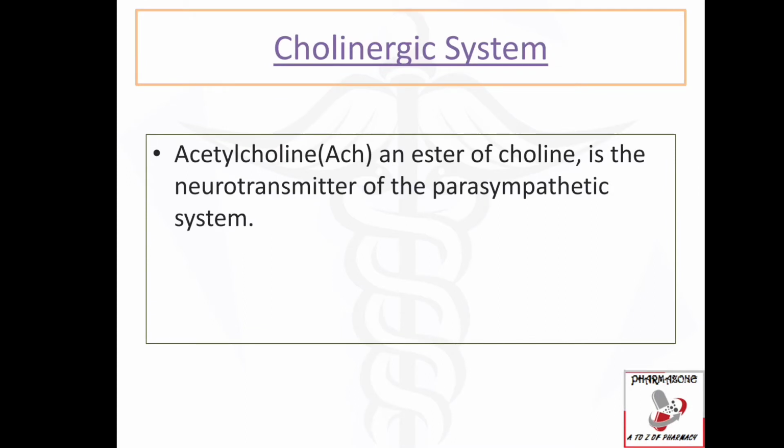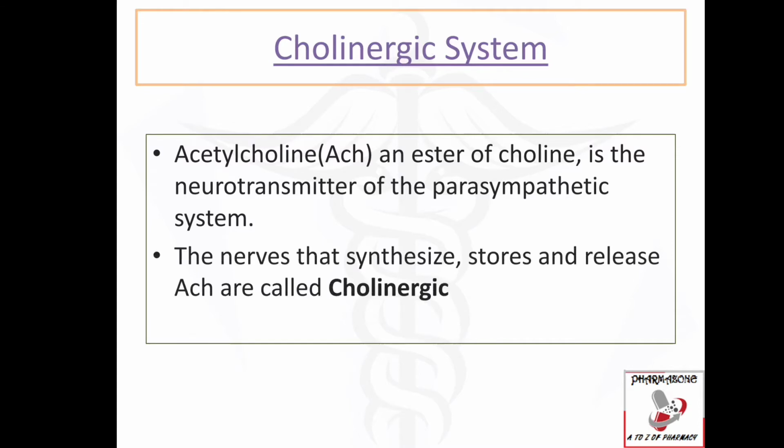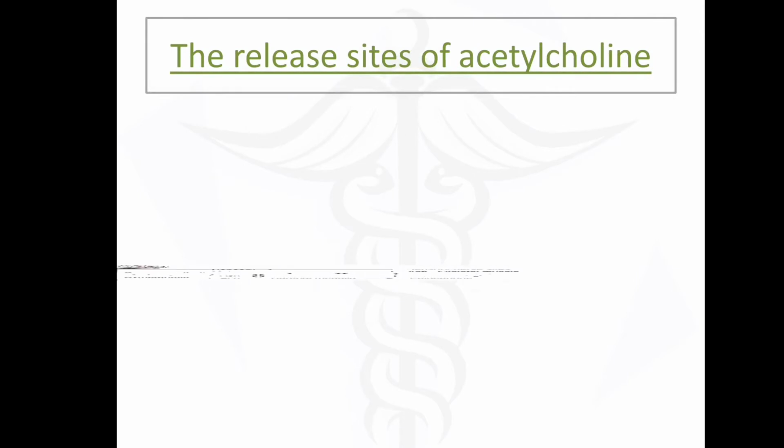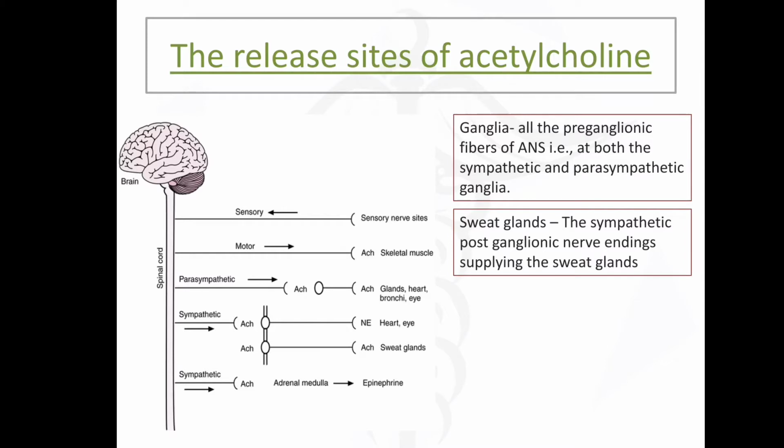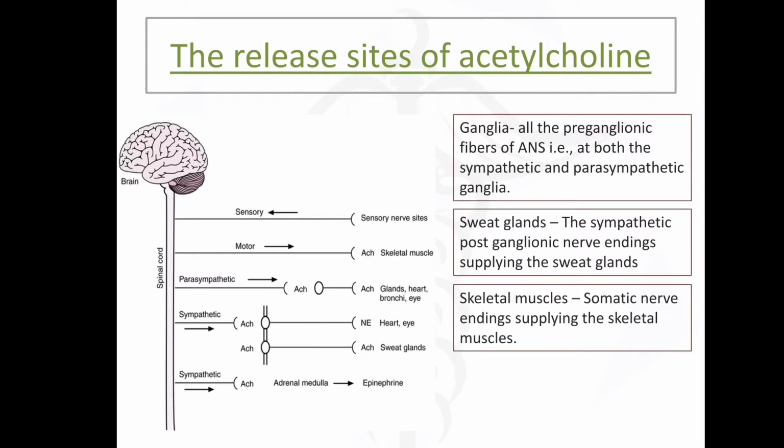Acetylcholine, an ester of choline, is the neurotransmitter of the parasympathetic system. The nerves that synthesize, store, and release acetylcholine are called cholinergics. The release sites of acetylcholine are the ganglia, all the preganglionic fibers of the autonomic nervous system, or ANS, that is at both the sympathetic and parasympathetic ganglia, the postganglionic parasympathetic nerve endings, the sweat glands, the sympathetic postganglionic nerve endings supplying the sweat glands, the skeletal muscles, somatic nerve endings supplying the skeletal muscles, the adrenal medulla, the CNS, that is the brain, and the spinal cord.